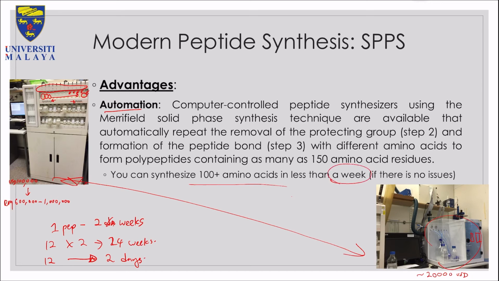During my first training, the first peptide that I synthesized only had 30 amino acids. It took me 1 month to actually complete the whole thing. So that's the beauty of using an automatic system.